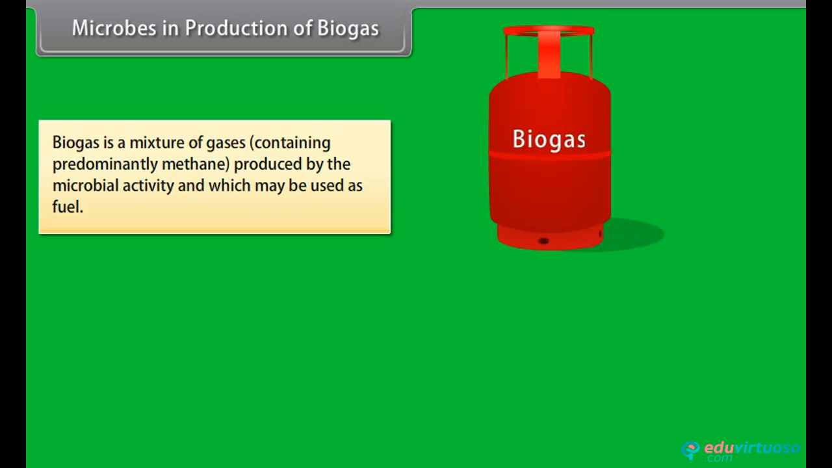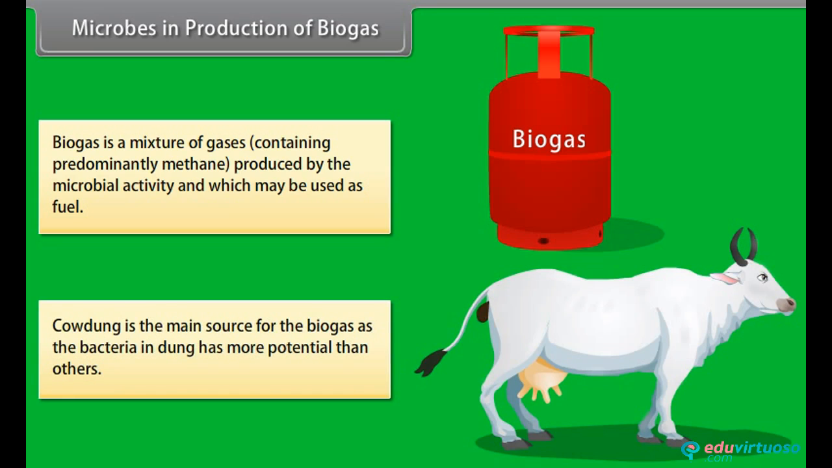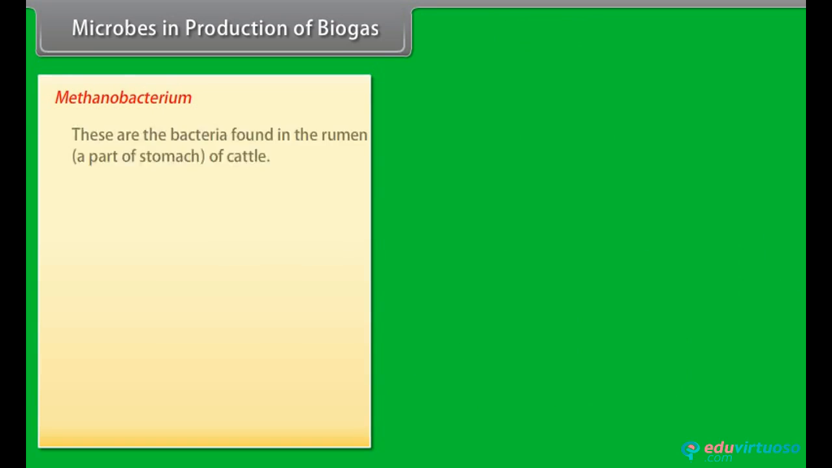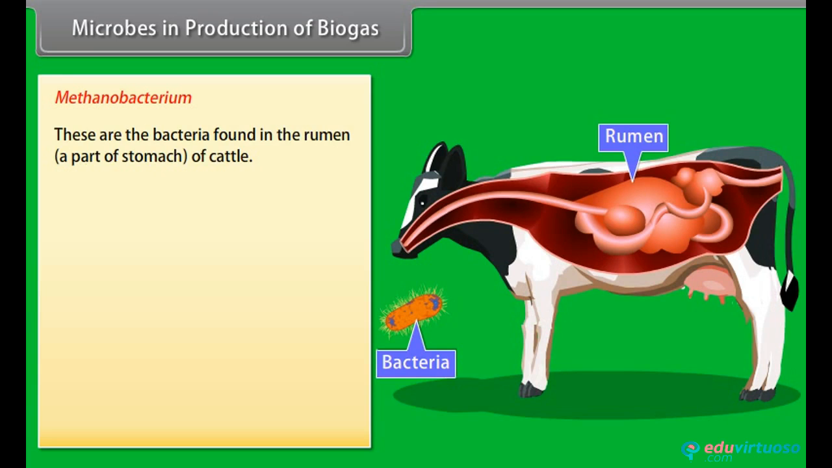Biogas is a mixture of gases containing predominantly methane produced by the microbial activity and which may be used as fuel. Cow dung is the main source for the biogas as the bacteria in dung has more potential than others. Methanobacterium. These are the bacteria found in the rumen, a part of stomach of cattle.